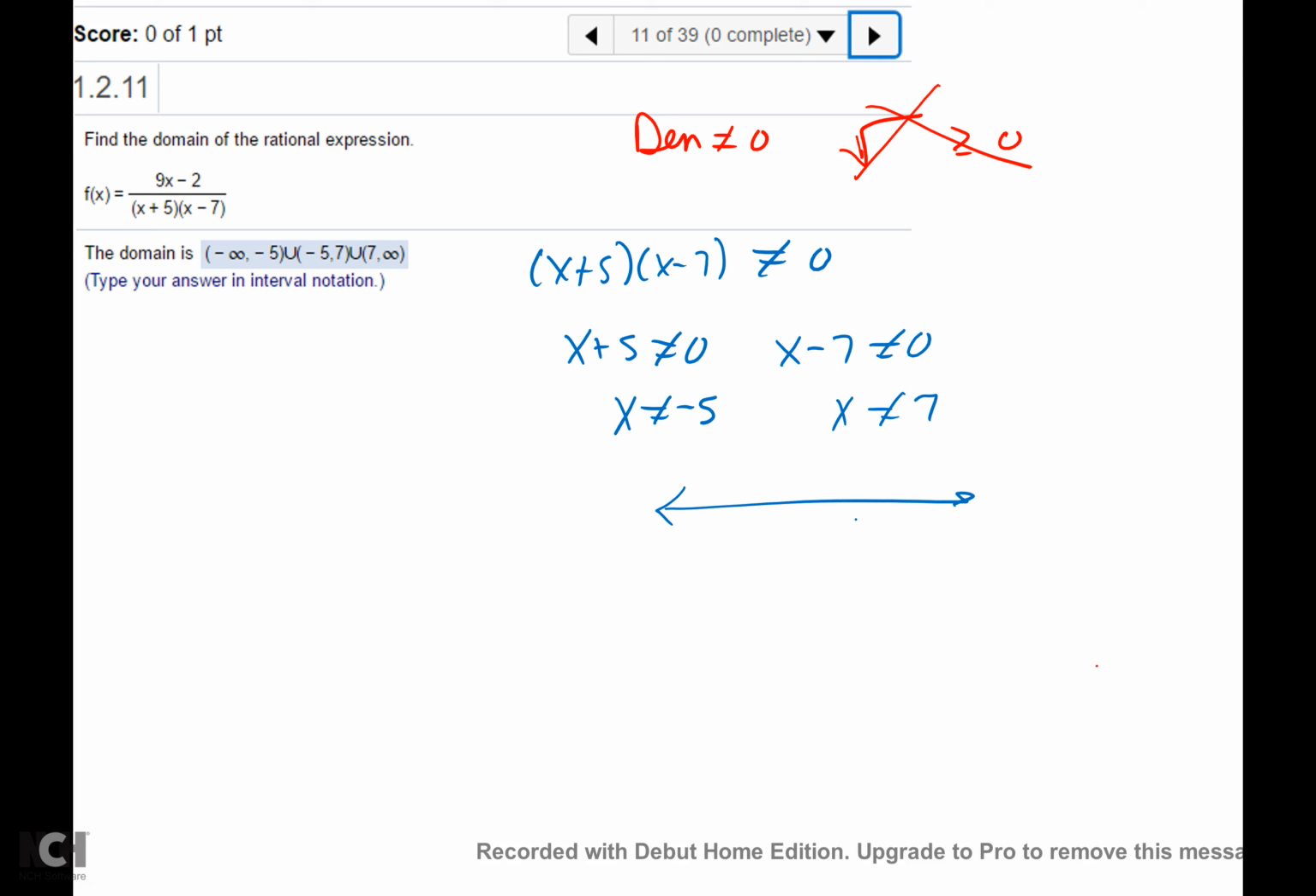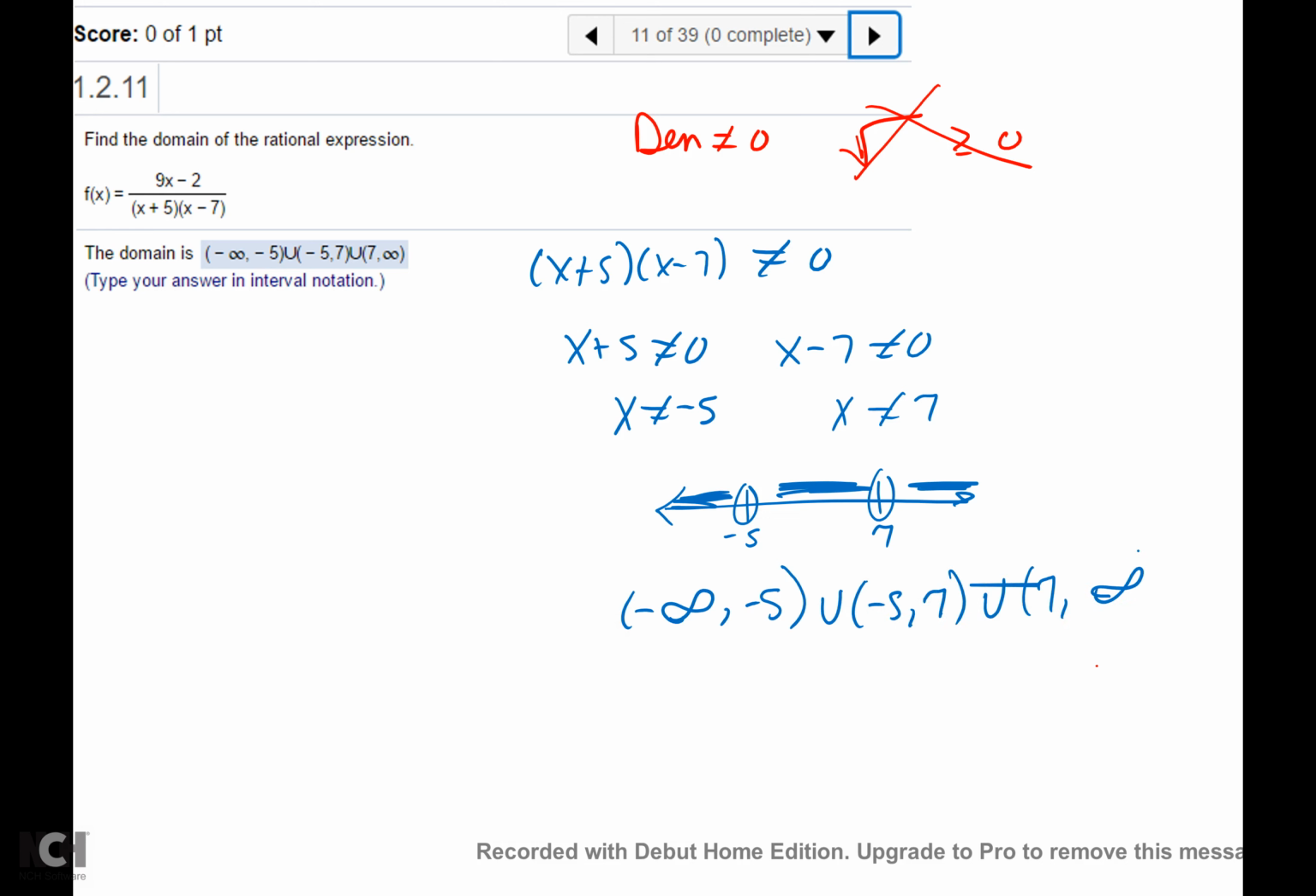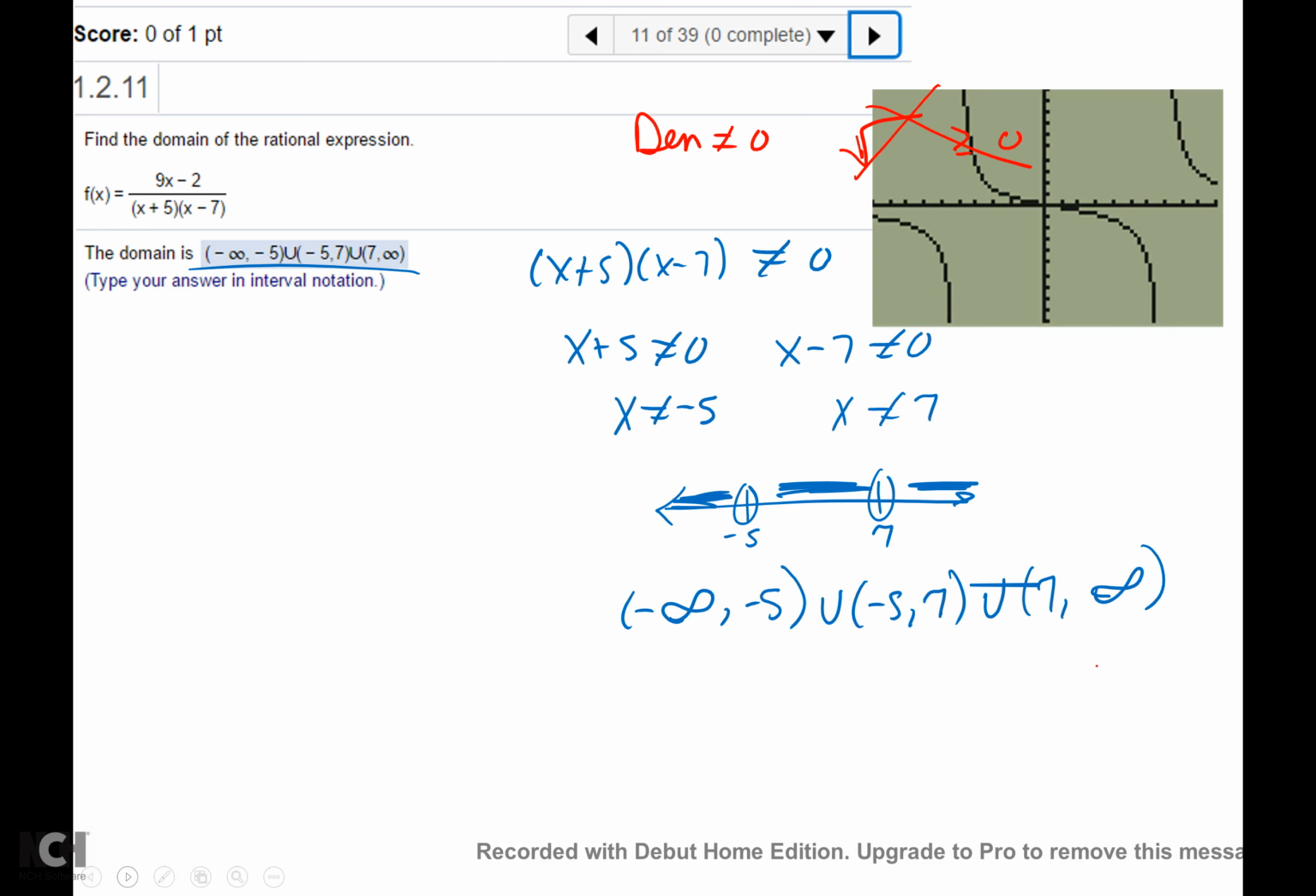So in interval notation, if you look at that on a number line, that means you have to skip over negative 5, and you have to skip over 7, but all other values are cool. So my domain would go from negative infinity to negative 5, union, negative 5 to 7, union, 7 to infinity. And if you look, there's your negative 5 asymptote, and there's your 7 asymptote.